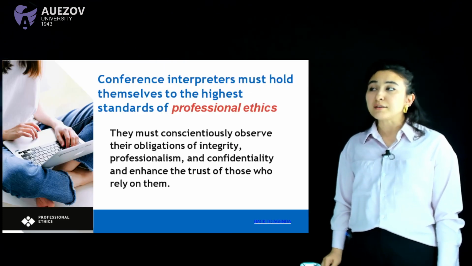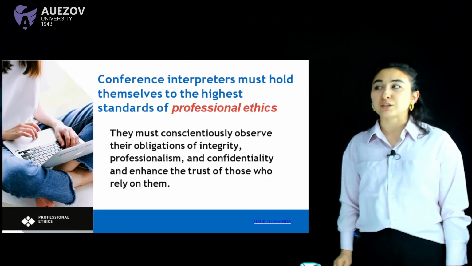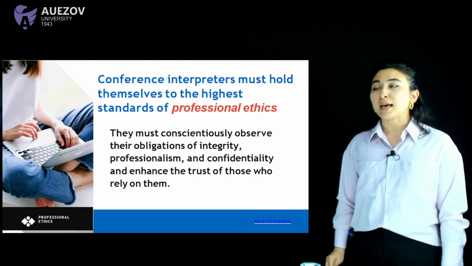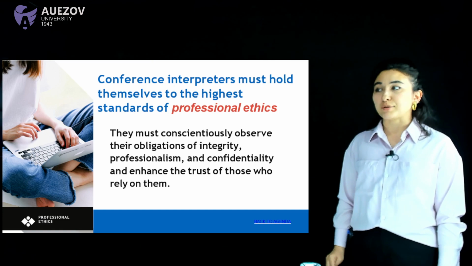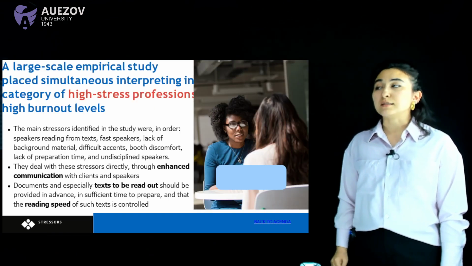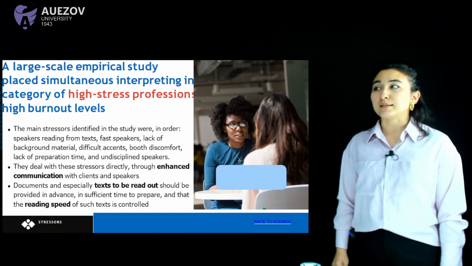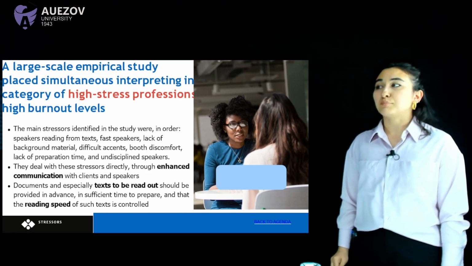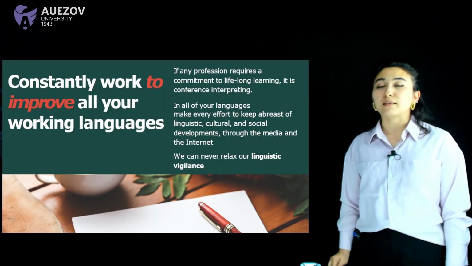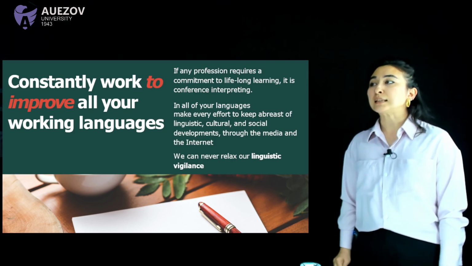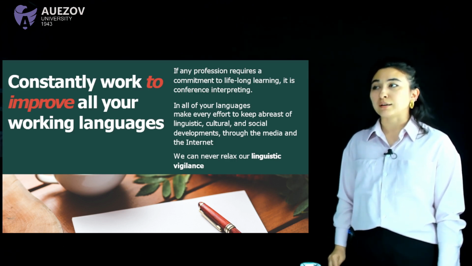So the very last thing is the professional ethics. This is integrity and professionalism and confidentiality of the interpreter. And we must also consider that interpreting is a high-stress profession, and we should try to cope with this specialty and with these problems. And the last thing we must mention is the interpreter should work on himself.